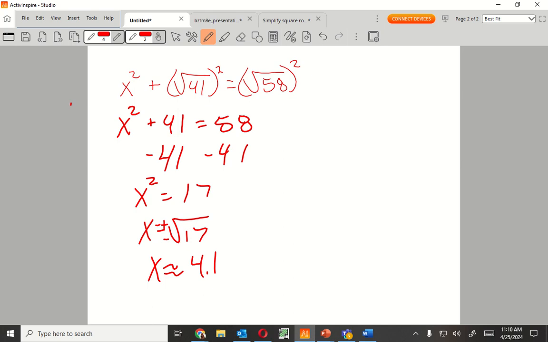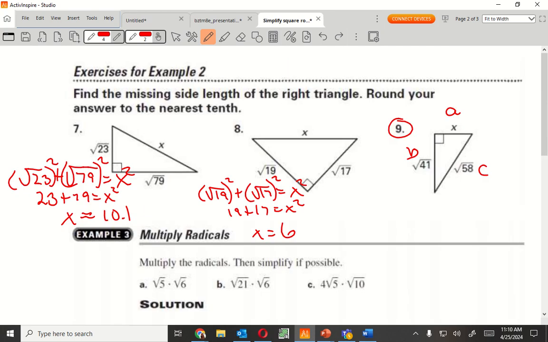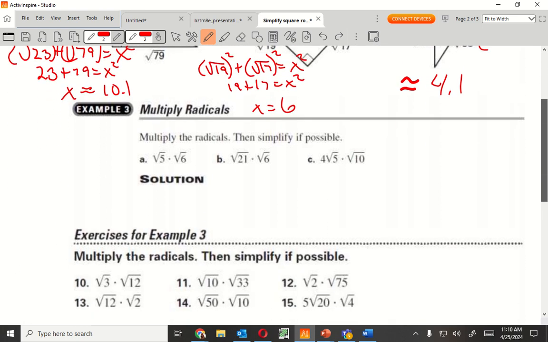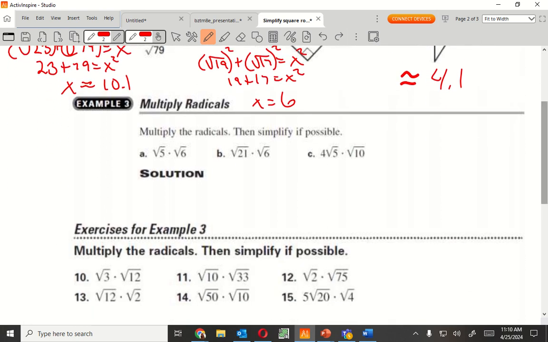Alrighty, let's go back. So, 4.1. There we go. All right, let's keep going. So now we're going to multiply some radicals together. And as we're plugging this into the calculator, it's going to be important that you plug it in correctly. So as you're doing this, you're going to have to arrow over to get this one right.